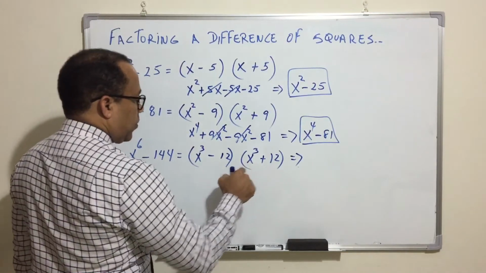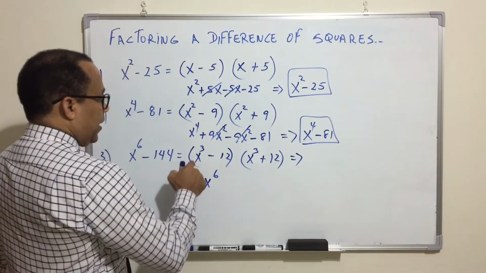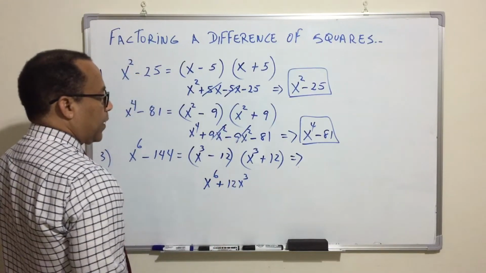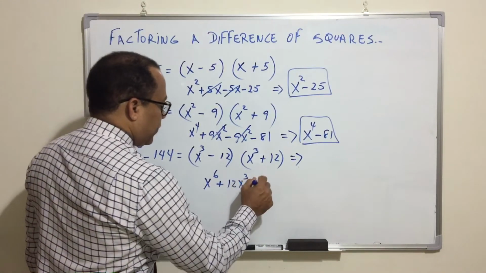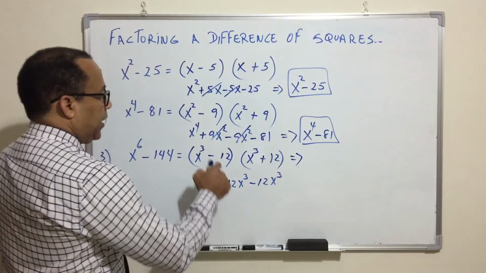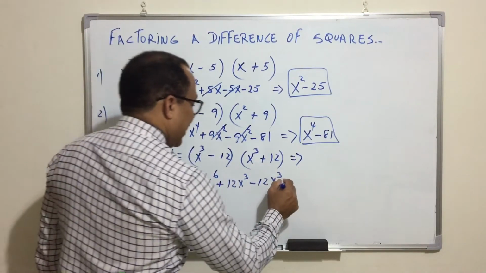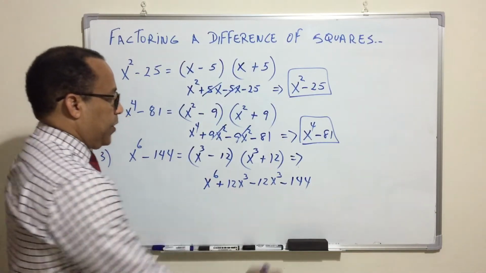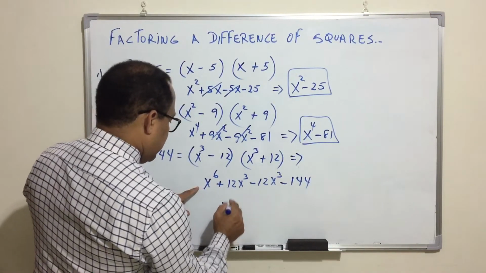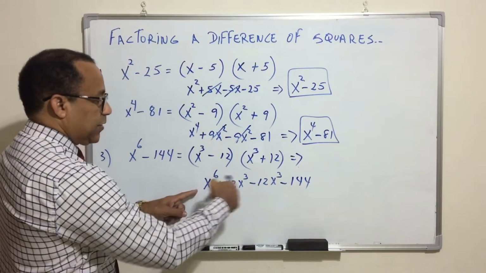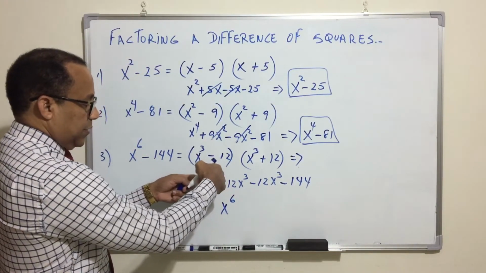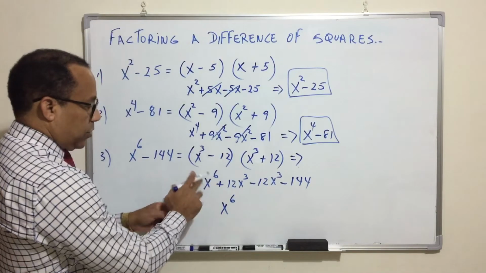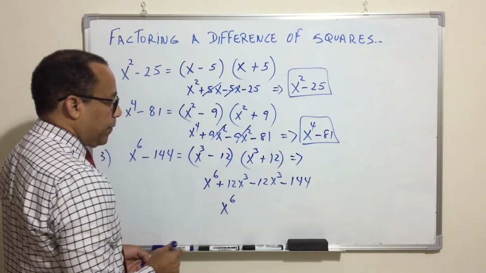X to the third times x to the third power is x to the sixth power. X to the third times positive 12 is positive 12x to the third power. Negative 12 times x to the third is negative 12x to the third power. And negative 12 times positive 12 is negative 144. Like terms right here. Bring down the x to the 6 because it does not have any like term. The only 6 is this one. There's no other term with that same exponent. So I'll just bring it down.